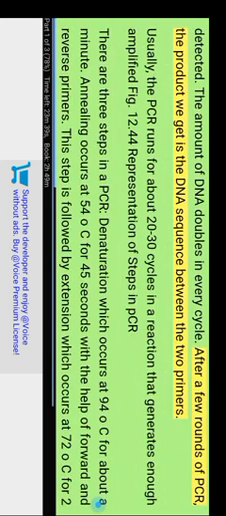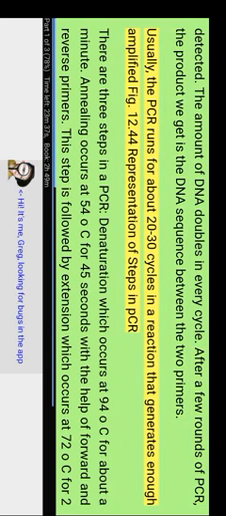After a few rounds of PCR, the product we get is a DNA sequence between the 2 primers. Usually, the PCR runs for about 20 to 30 cycles in a reaction that generates enough amplified DNA. Figure 12.44, representation of steps in PCR.